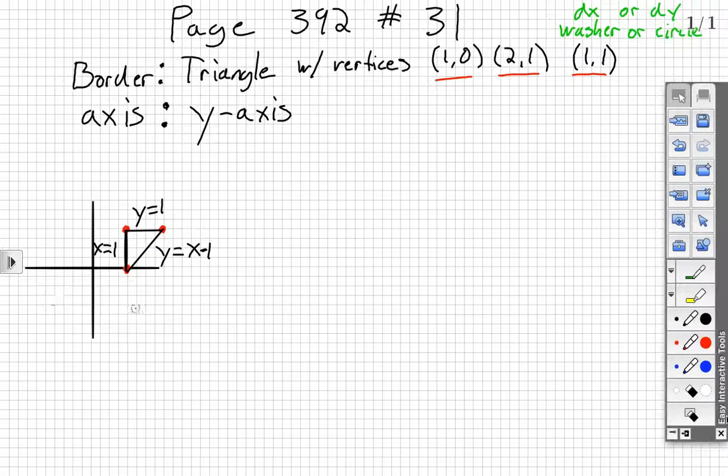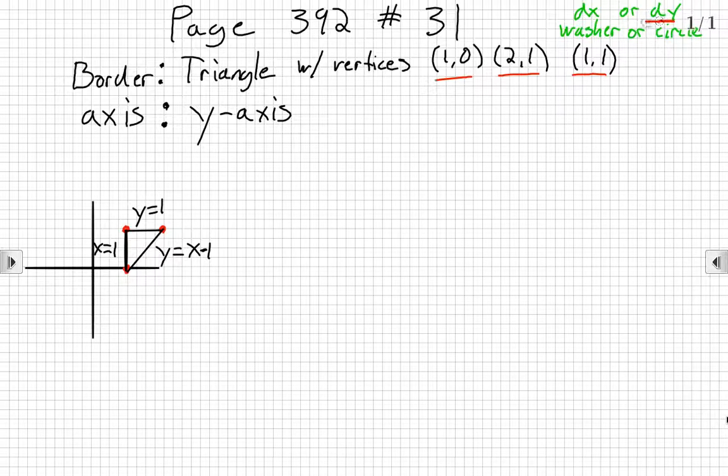So let's treat this as our borders, and let's apply our normal process. We want to identify, is it dx or is it dy? And we want to identify if these are washers or circles. This case is a dy problem, and the reason it's a dy problem is our axis of revolution is a vertical line. The y-axis is vertical. Any vertical lines are going to be dy problems.